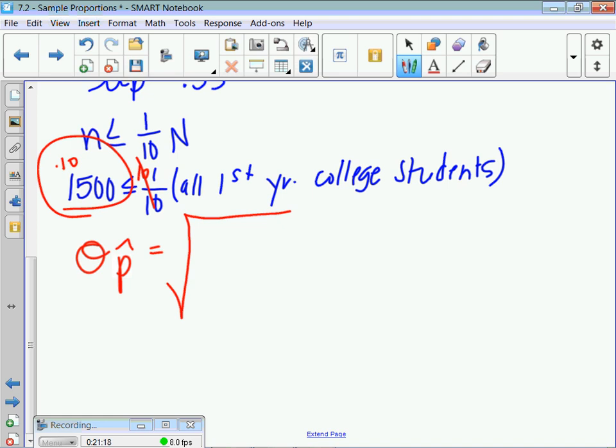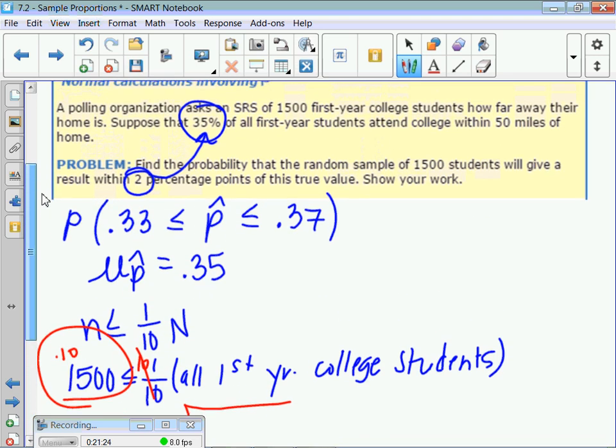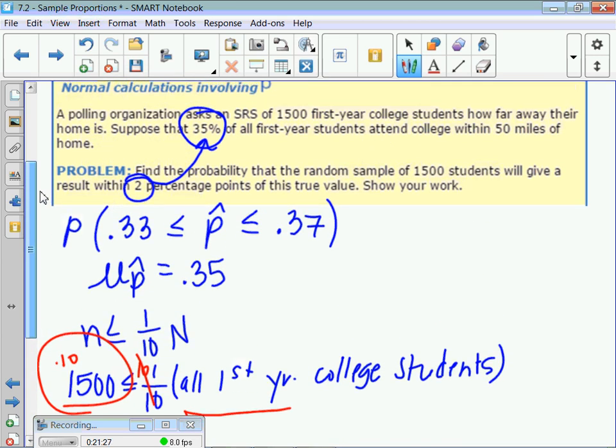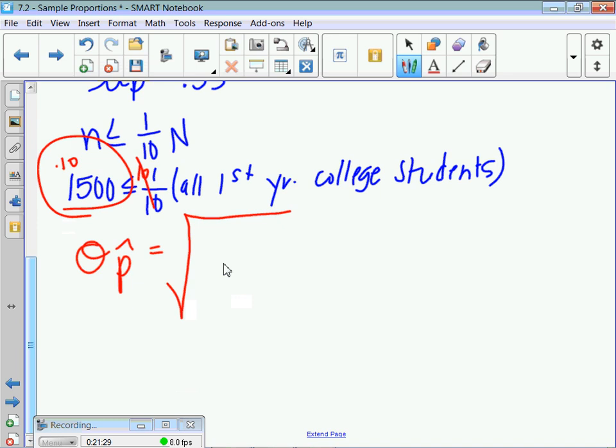So Pat O, what's p in this problem? It is 0.35. And Melissa, what's 1 minus p? Yes, it is. Divided by n. Alexis, what's n? It is 1,500. Okay, we need this so we can use it in our calculator. We get 0.0123.